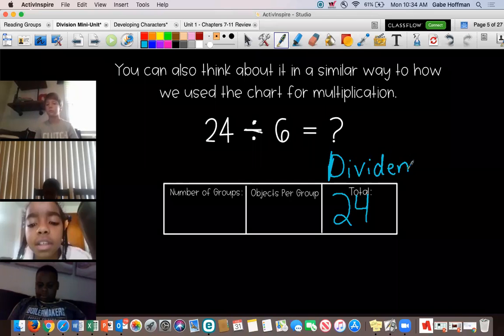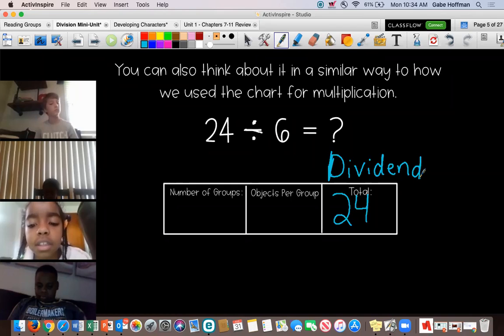Isn't it the divisor? No, it's the dividend. The divisor is the one it's being divided by. So 24. Sorry, I thought that's what you. That's all right. I kind of switched gears for a second.